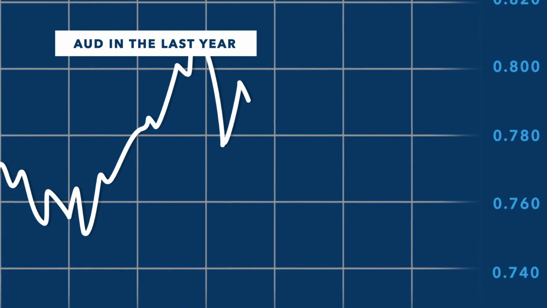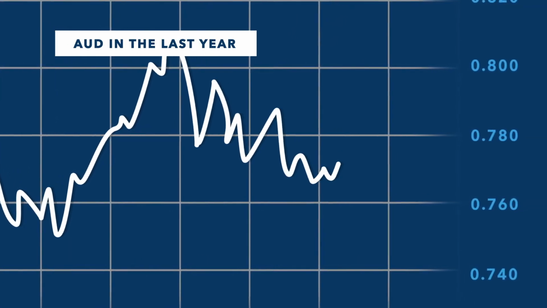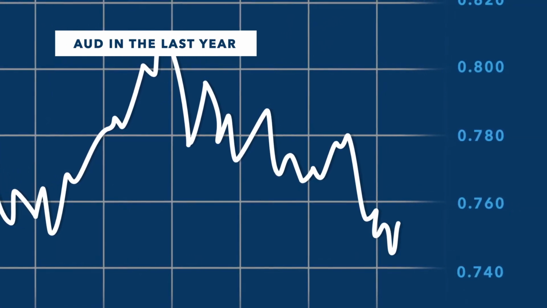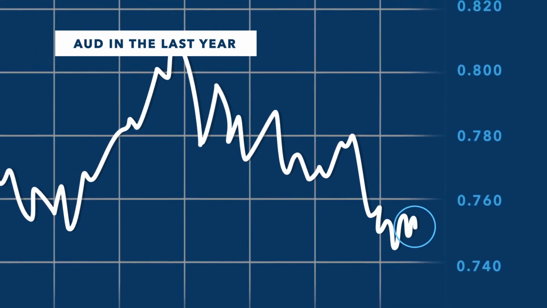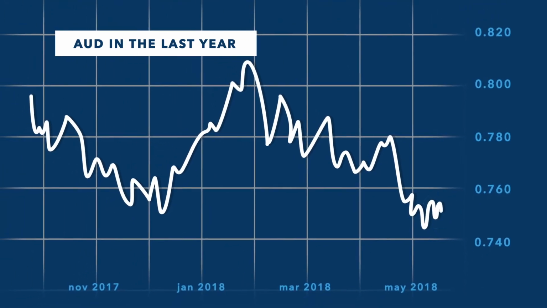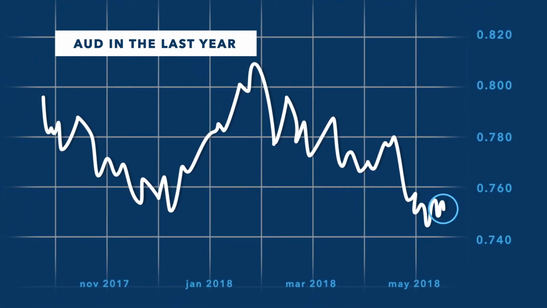Reaching an 11-month low recently, this graph shows the Australian dollar against the US dollar in the last year. The Aussie is currently a long way from the high of 81 US cents it hit in January 2018.